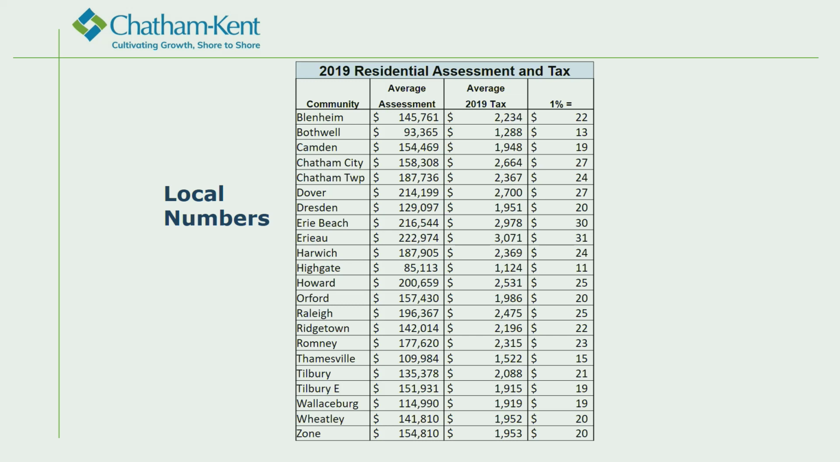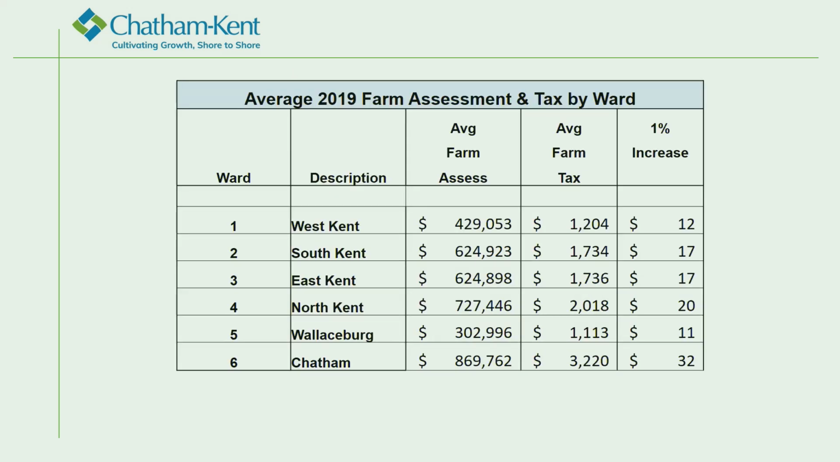So while I understand this slide can be pretty hard to read, what it does is it provides a breakout of the average residential assessment and taxes broken out between our pre-amalgamated communities. The average farm assessment and taxes broken out by ward is highlighted within the chart. As you will note, farms in and around Ward 6, which is Chatham, are assessed higher on average, with Ward 4, North Kent, having the second highest farm assessment in taxes.